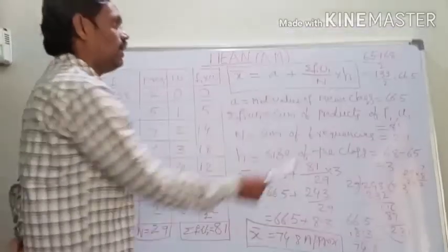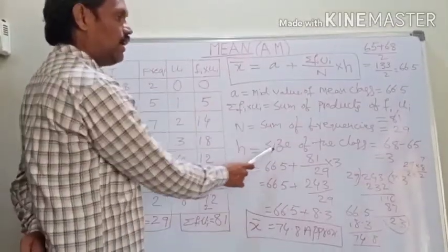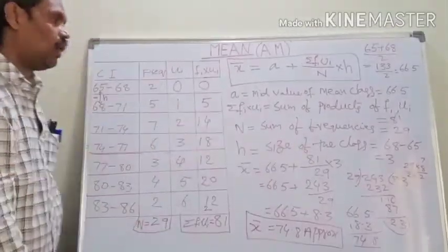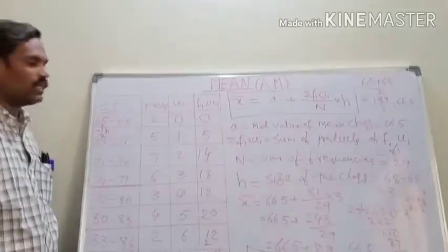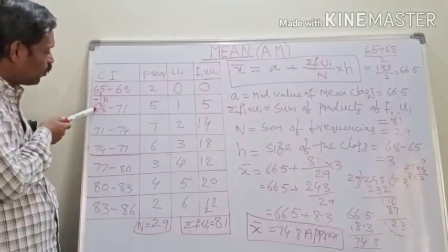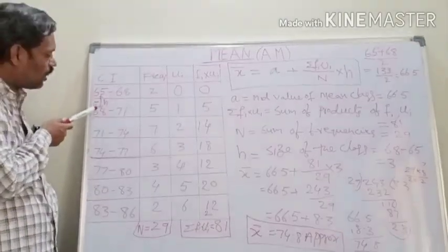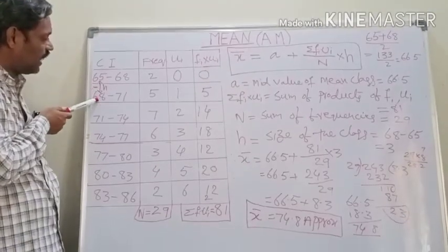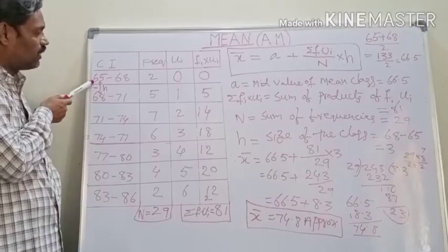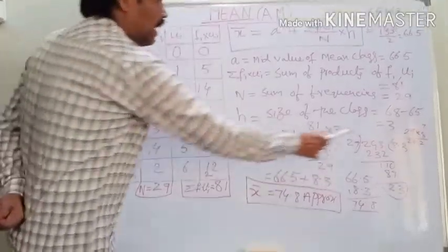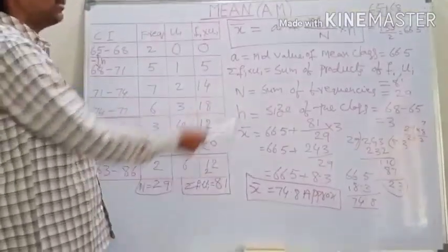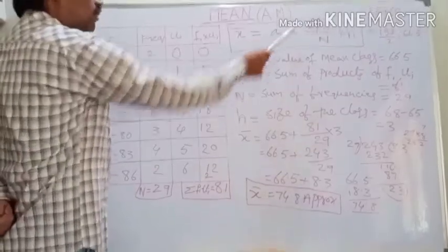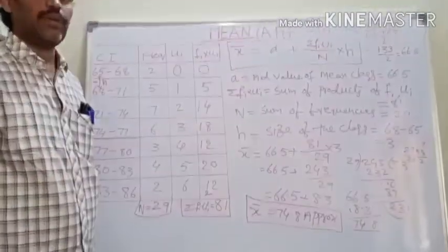Then what is meant by h? h is nothing but the size of the class. So how can you get the size of the class? By subtracting two consecutive lower limits, 68 minus 65, that gives h is nothing but 3. Then you substitute all these four values in the formula and go through the calculation.